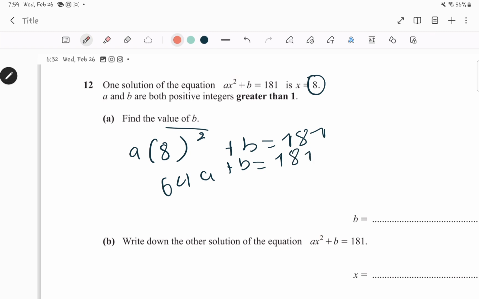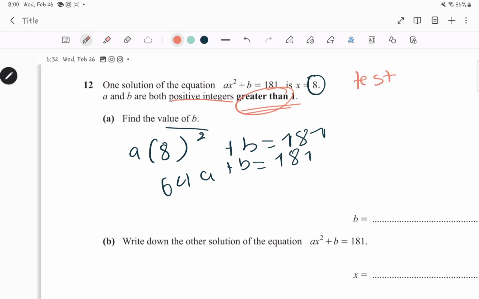Now, since a and b are both positive integers greater than 1, we need to find the value of a and we also need to find the value of b. But we have to pay attention that they should be positive, meaning they are greater than 1. Now, there's no possible way to solve this directly, so that is why we can test or choose.